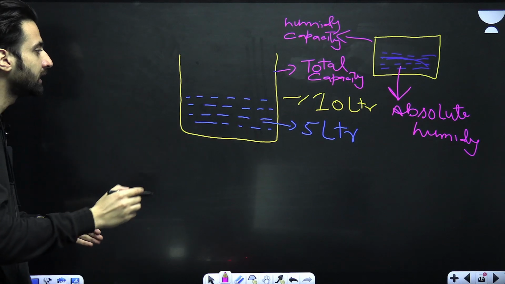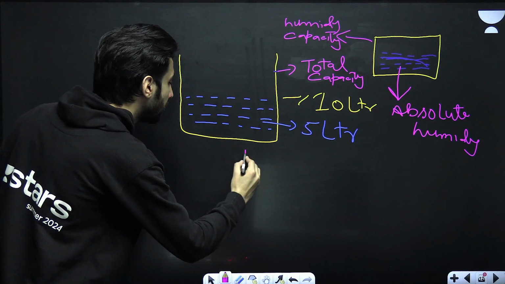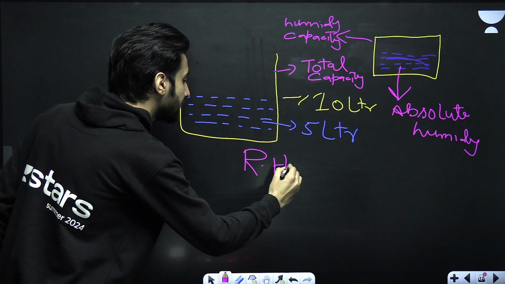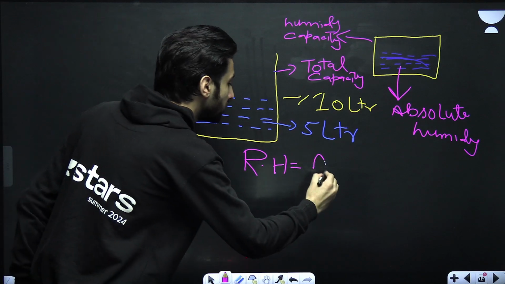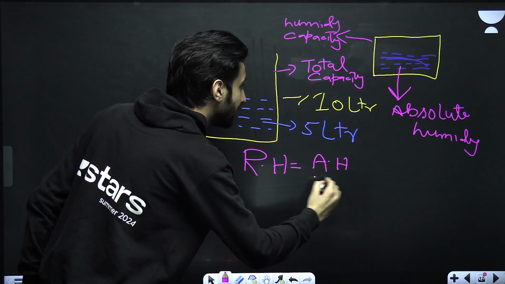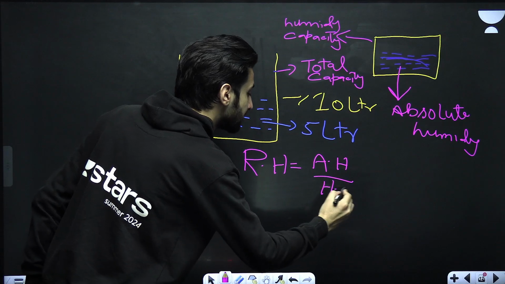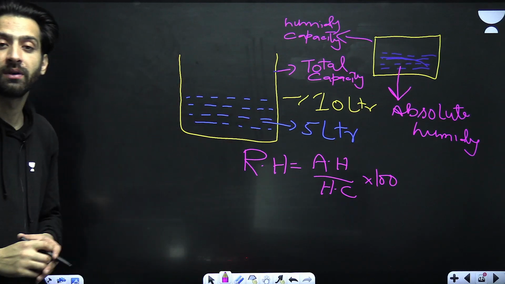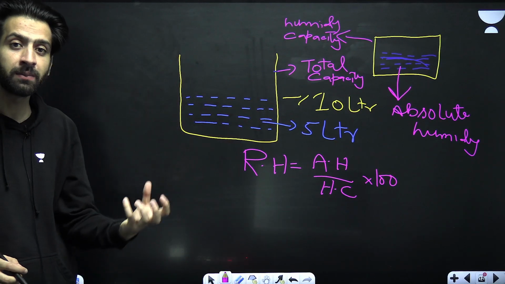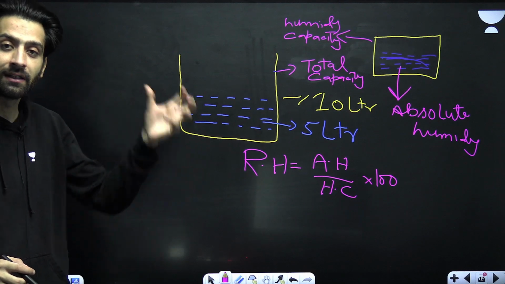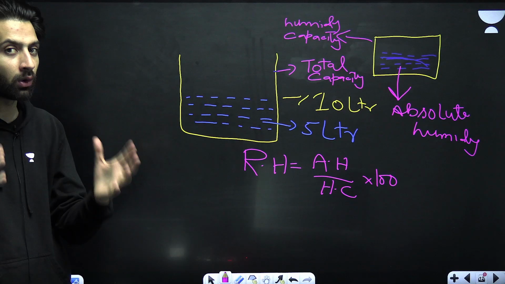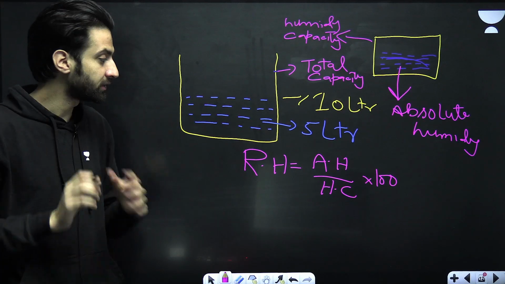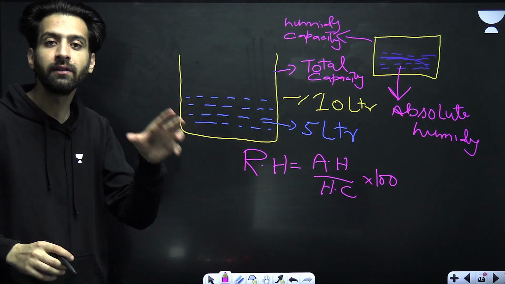So relative humidity is equal to absolute humidity divided by humidity capacity into 100. This is relative humidity. So the amount of vapor that is present in the air divided by the total capacity of that parcel of air into 100. That will be your relative humidity.